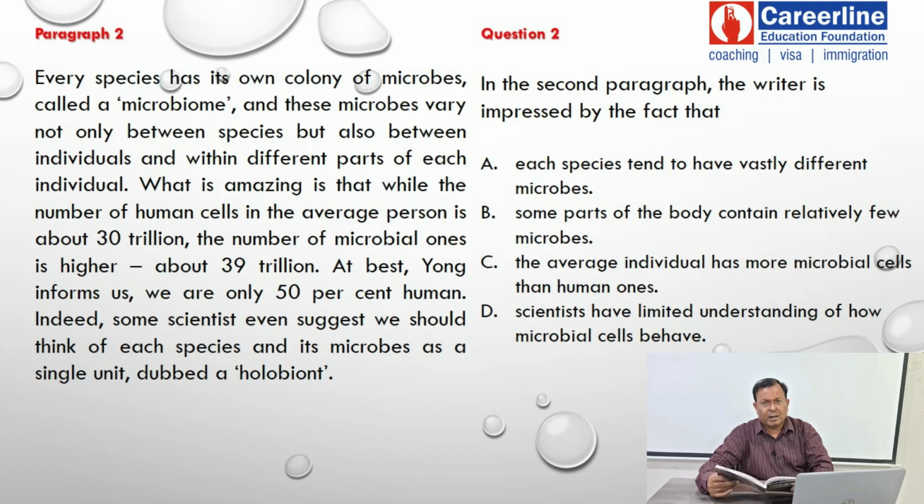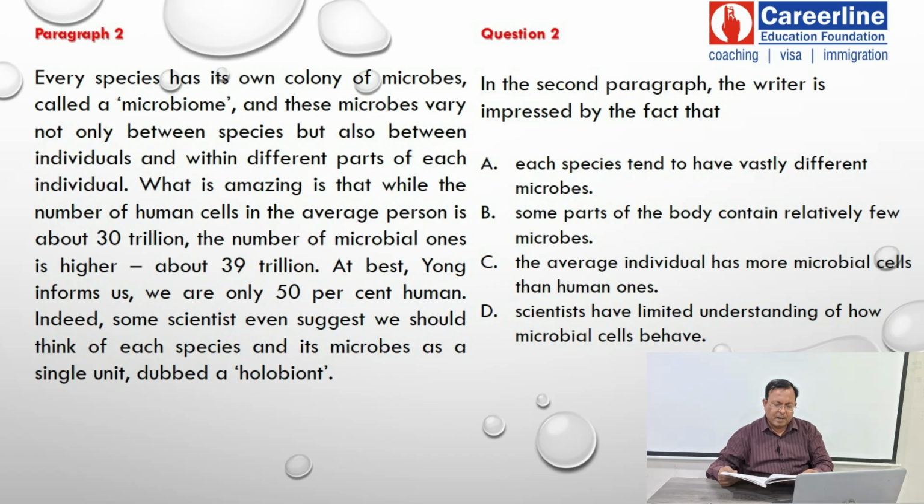At best, Young informs us, we are only 50% human. Indeed, some scientists even suggest we should think of each species and its microbes as a single unit, dubbed as holobionts. The question says that in the second paragraph, the writer is impressed by the fact that. So, what fact impresses the writer the most over here in the second paragraph? Let us look at the options.